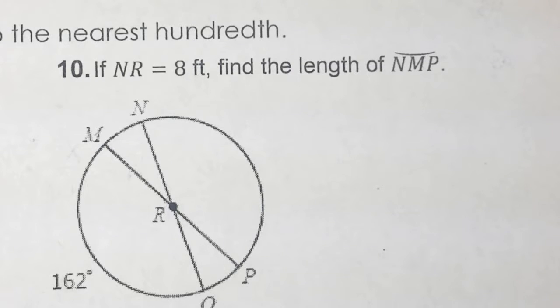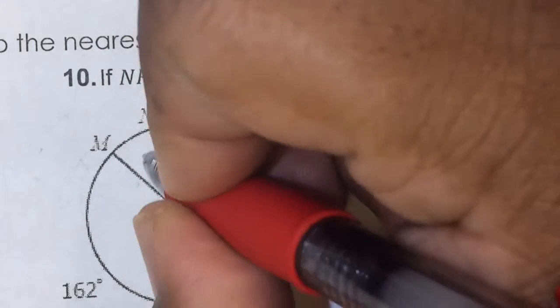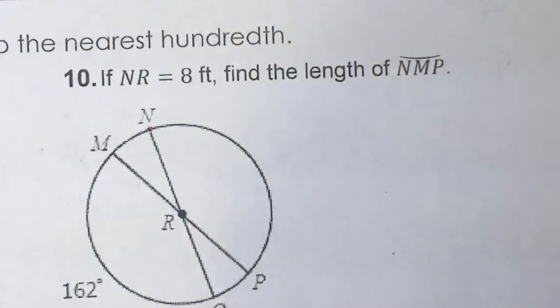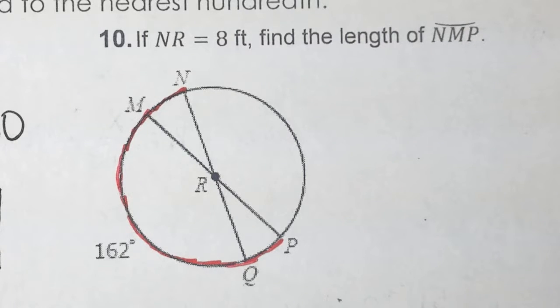The next one: if NR equals 8, find the length of arc NMP. They use 3 letters on this, and they use it a lot of times when you have a major arc. A major arc is an arc that's more than half of the circle. A minor arc is an arc that's less than half of the circle. An arc that's half of the circle, we just call that a semicircle. The best thing to do is go through the points. It says N, M, all the way around to P. This is the arc they want us to find the length of: arc NMP.